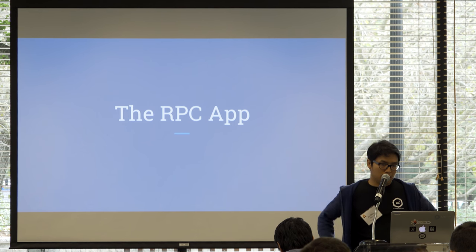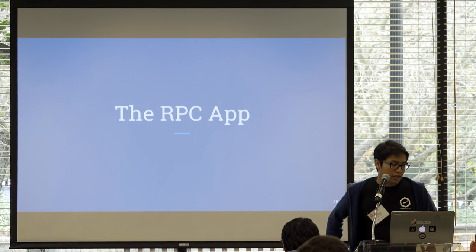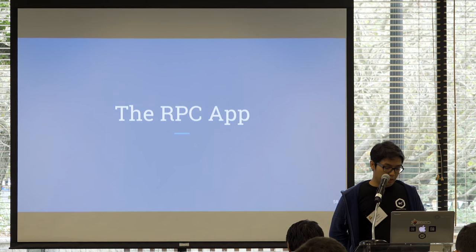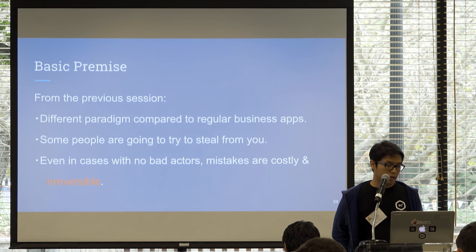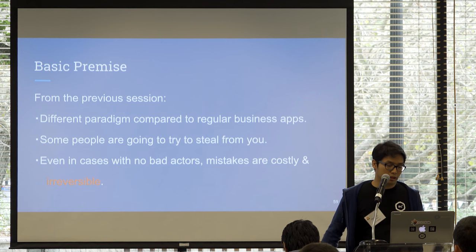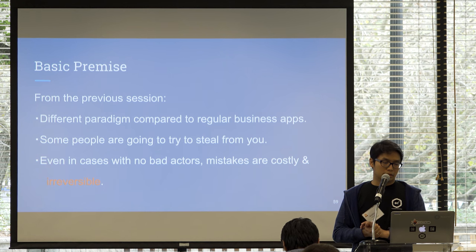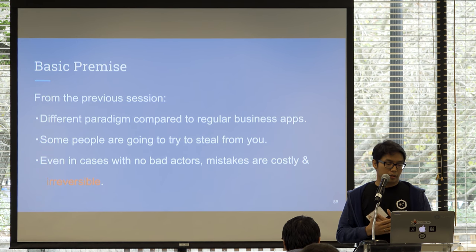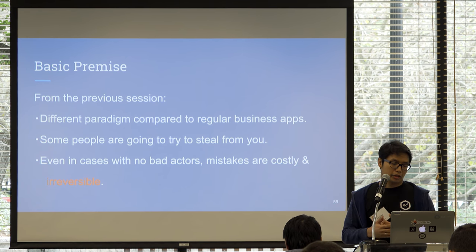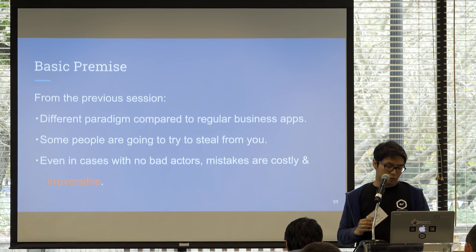All right, so, right before lunch, this is the RPC app. This is something that we developed to help people understand, and it's combined with Khaled's talk about threat models and such, because this is basically the application of that. From the previous session, we learned that developing for Bitcoin requires a different paradigm compared to regular business apps. Some people in the network are going to try to steal from you. And even if there are no bad actors, even if you just make a mistake by yourself, it's costly and not reversible.